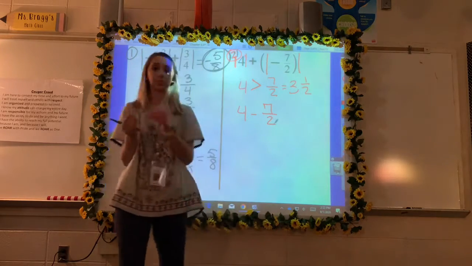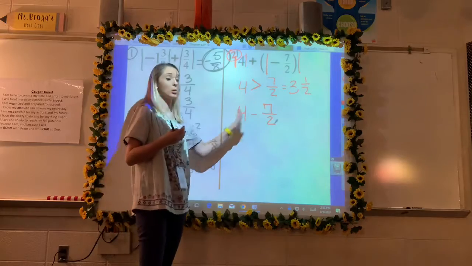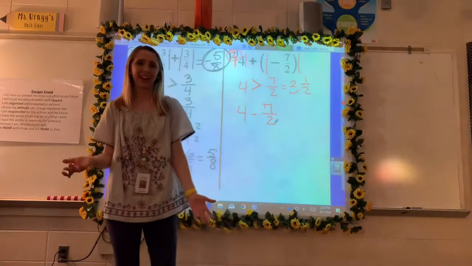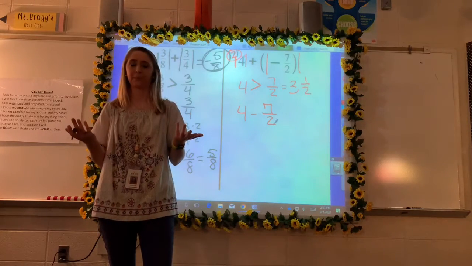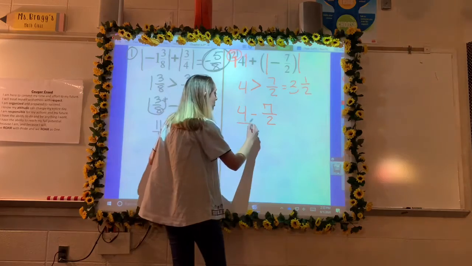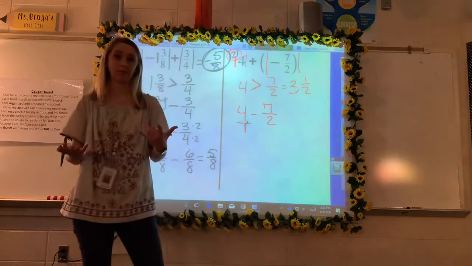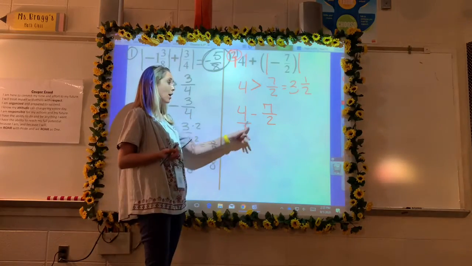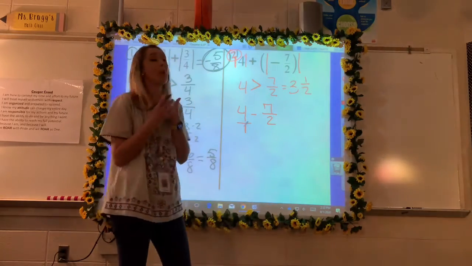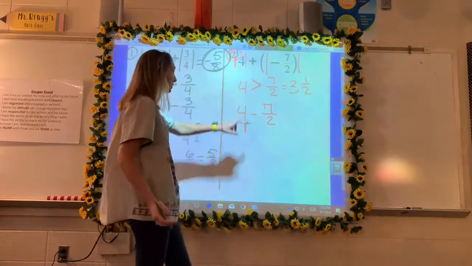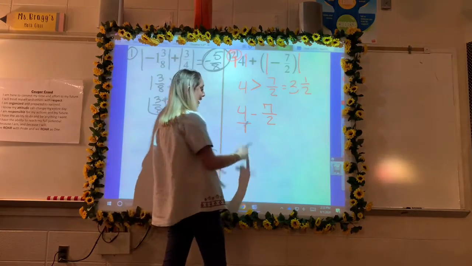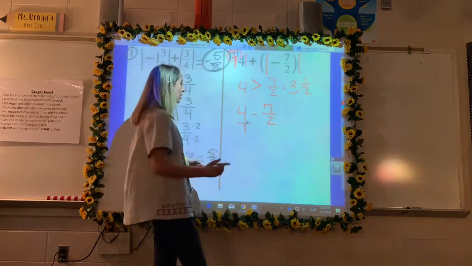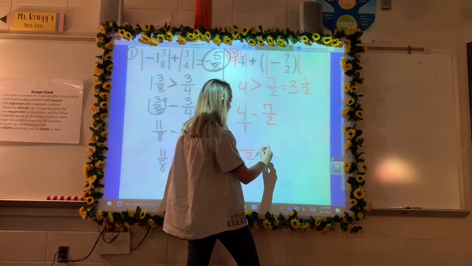Because remember, different signs we subtract. So we're taking the 7/2 away from 4. Now, 4 is a fraction. Is that a fraction or is that a whole number? Well, remember, we can always write a whole number over 1. So we're doing 4 over 1 minus 7 over 2. Well, we have that problem. We have different denominators. So we want the same. Well, 1 can go into anything, right? So 1 can go into 2. So we'll do 2 at the bottom for both of them.